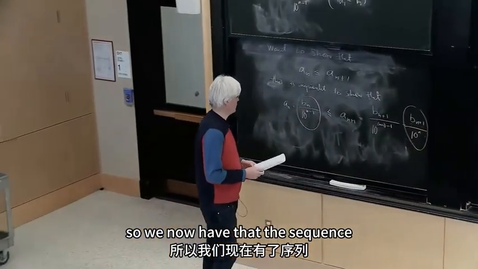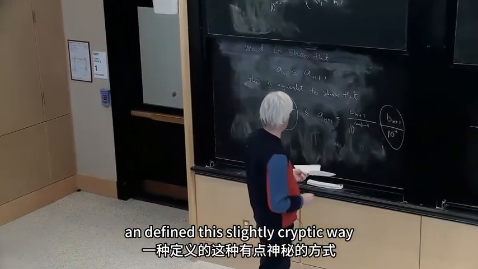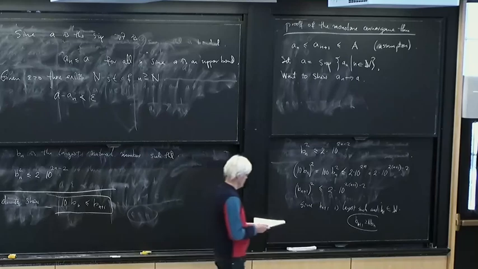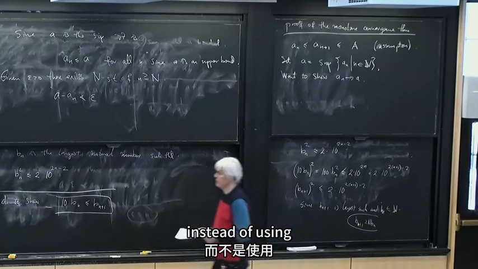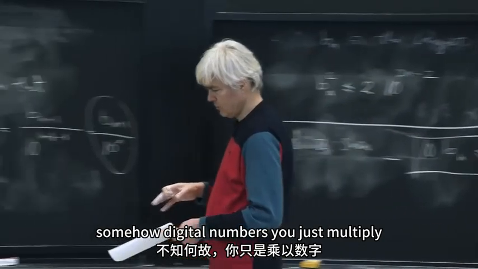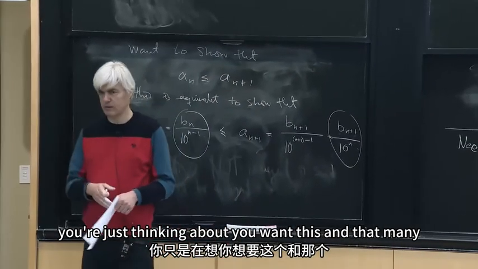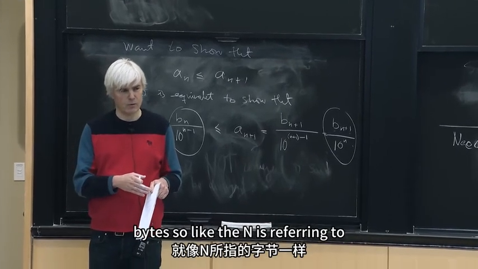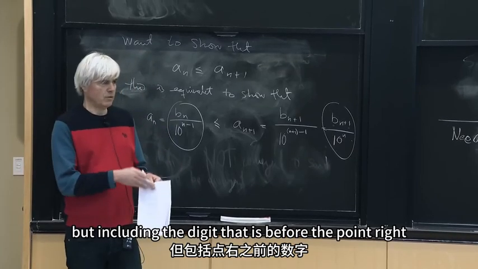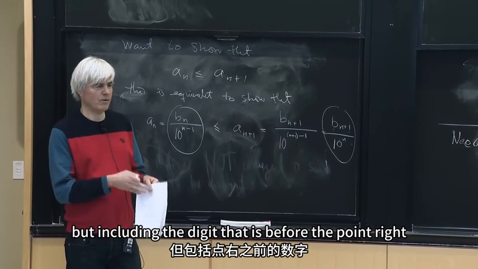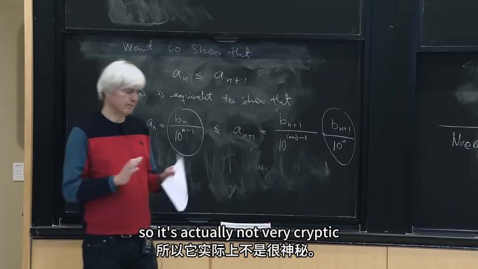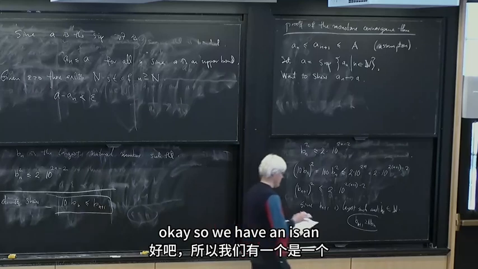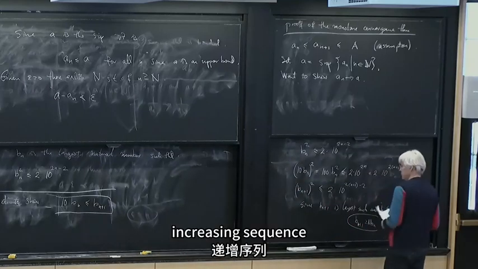So we now have that the sequence an, defined this slightly cryptic way, but really it's not. It sounds maybe cryptic, but instead of using digital numbers, you're just thinking about how many digits you want. So the n is referring to the number of digits, including the digit that is before the point. So it's actually not very cryptic, but it maybe sounds a little formal here. Okay, so we have an is an increasing sequence.